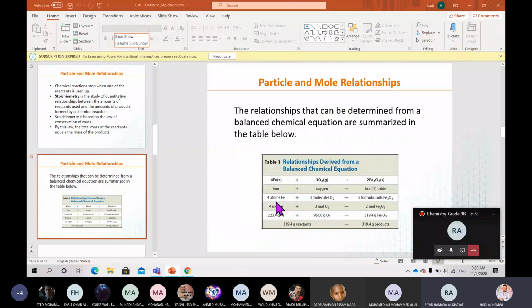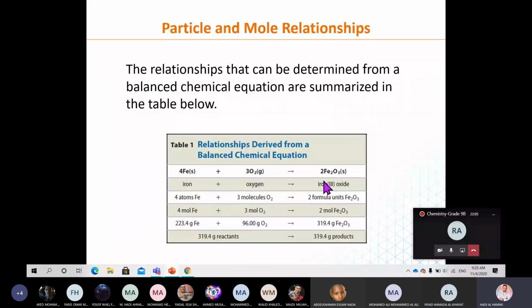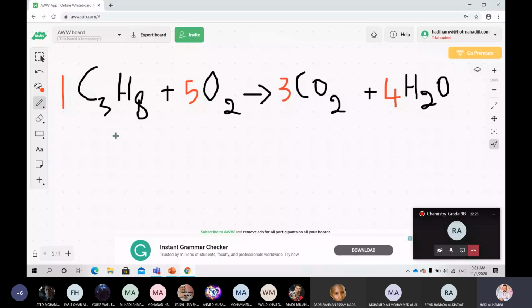Here, look, from the coefficients 4, 3, 2. So here I have 4 moles of iron, 3 moles of oxygen, 2 moles of iron oxide. Okay? Type here, how many moles of C3H8? 3 moles of carbon and 8 moles of hydrogen.